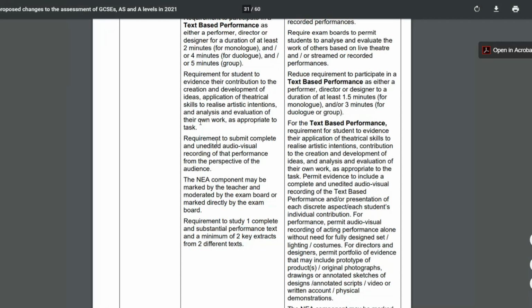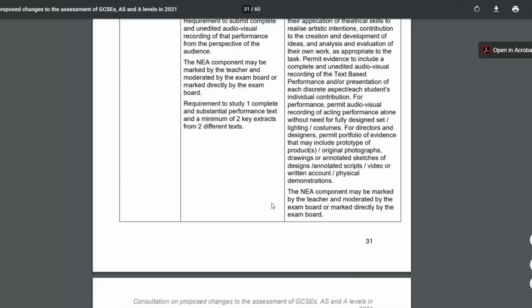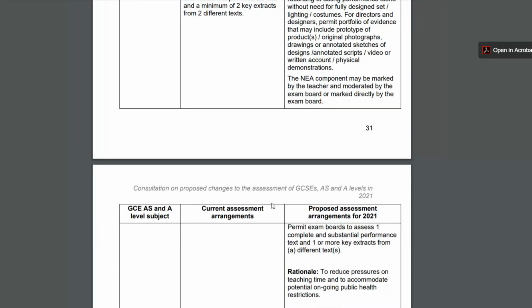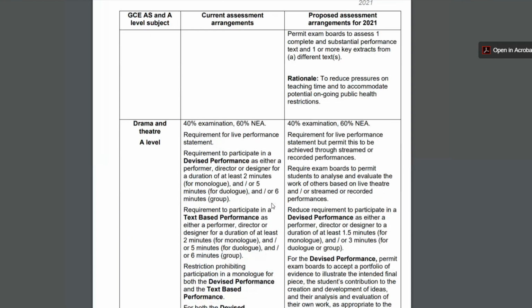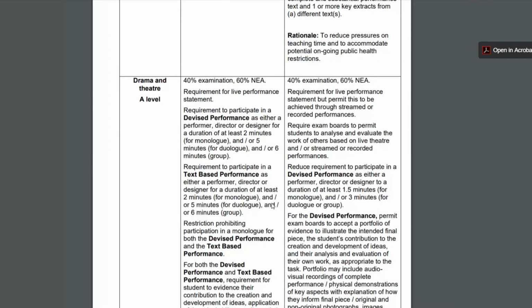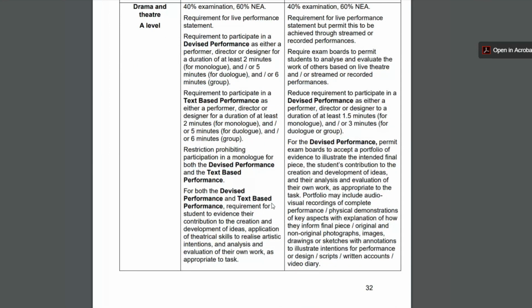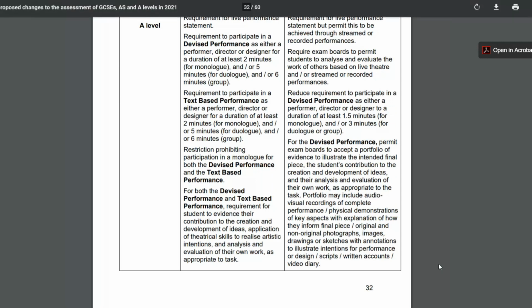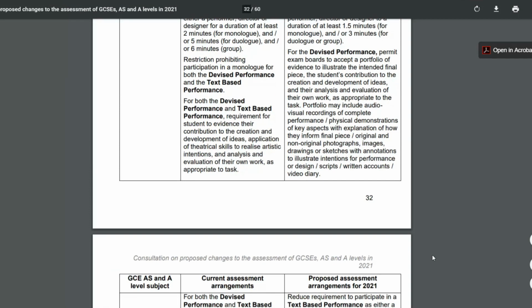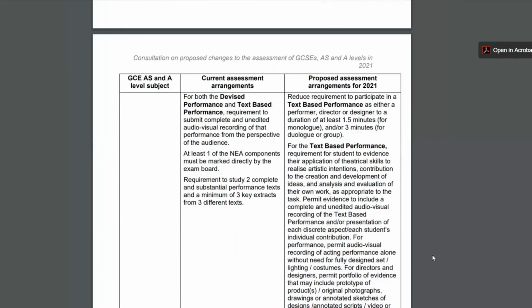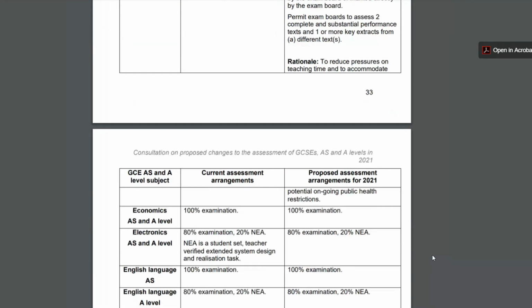Okay, once again, I would advise that those of you who are taking this course come and have a careful read through of this document, especially if this goes ahead. Same for the A level for drama and theatre, very similar sort of stuff, with shortened times and a lot more supported work accepted.